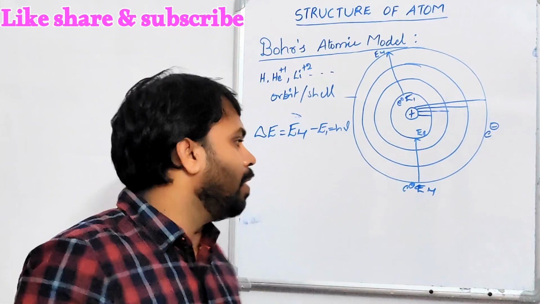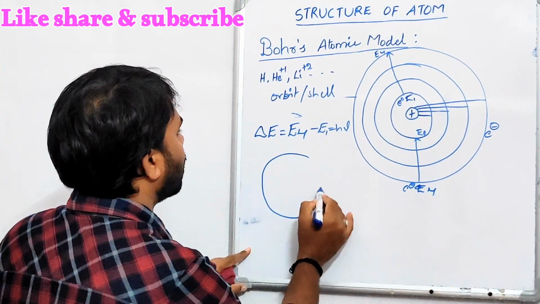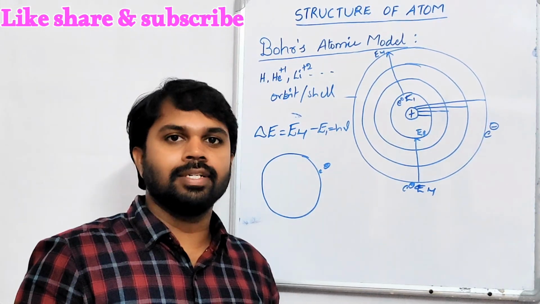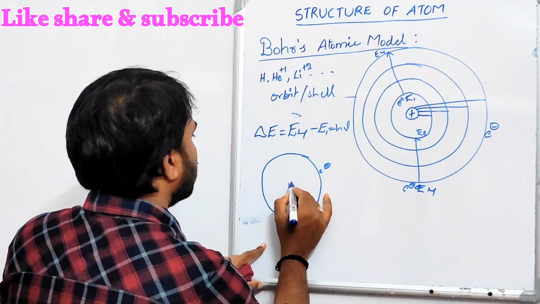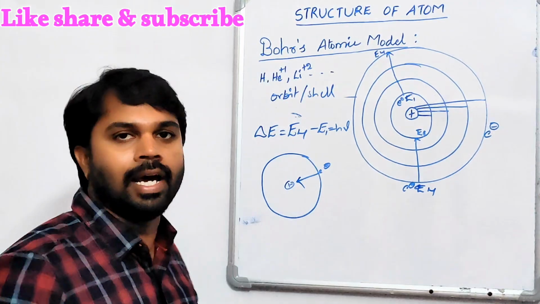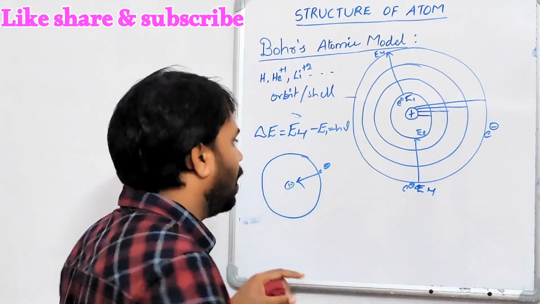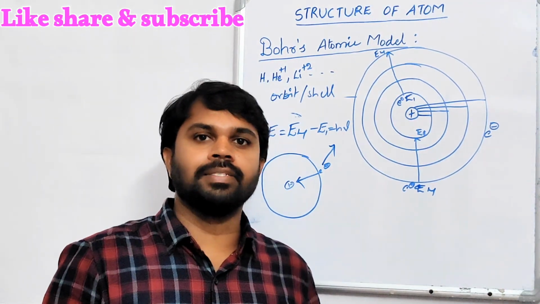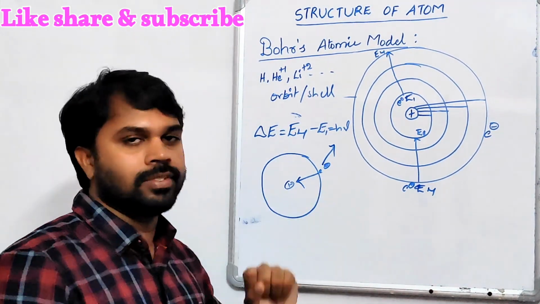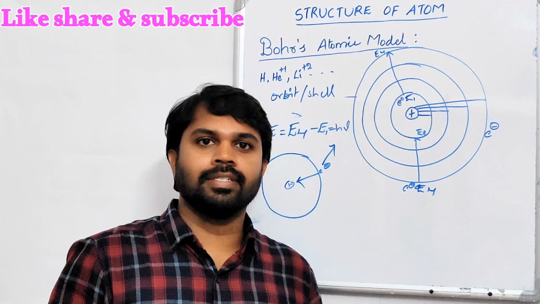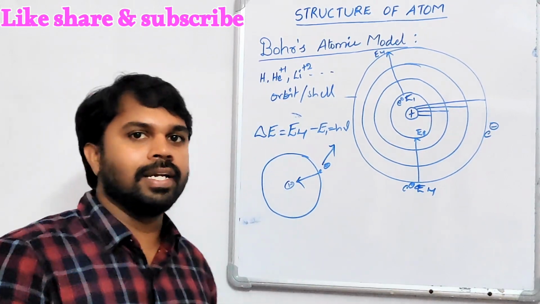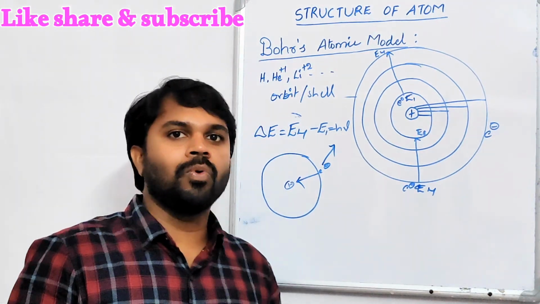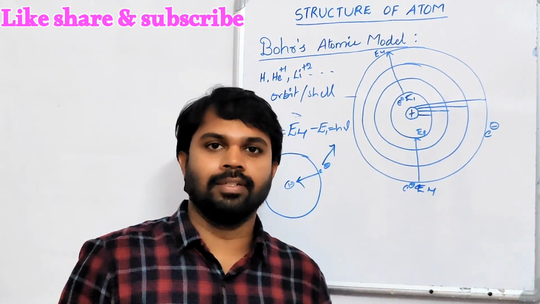And we know that when a particle moves in a circular path, it experiences two forces. One is the centripetal force towards the nucleus side, and the other is the centrifugal force towards the outside. The centripetal force of an electron is balanced by the centrifugal force. The centripetal force is produced by electrostatic attraction between the nucleus and the electron. These are the important postulates of Bohr's model.